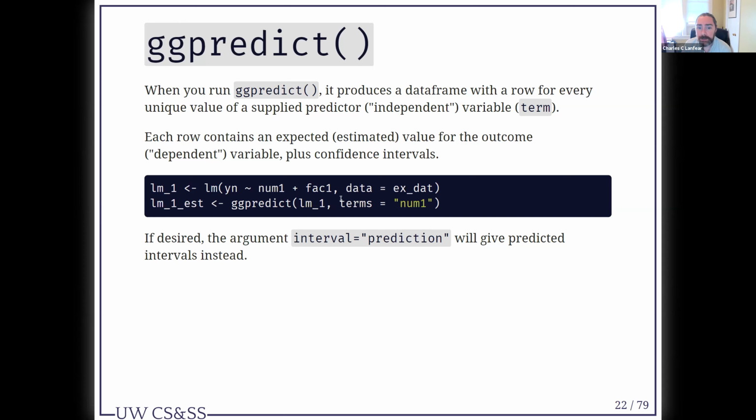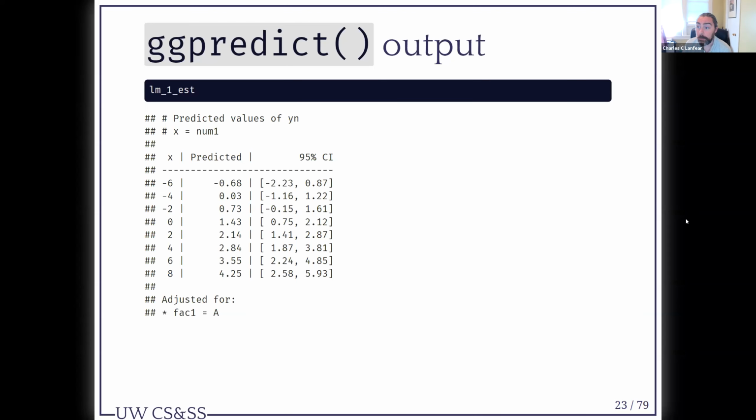If you wanted to, instead of getting confidence intervals, get prediction intervals, you could just add interval equals prediction, and it will give you the wider intervals you'd get from prediction intervals. Okay. So this is what its output looks like.